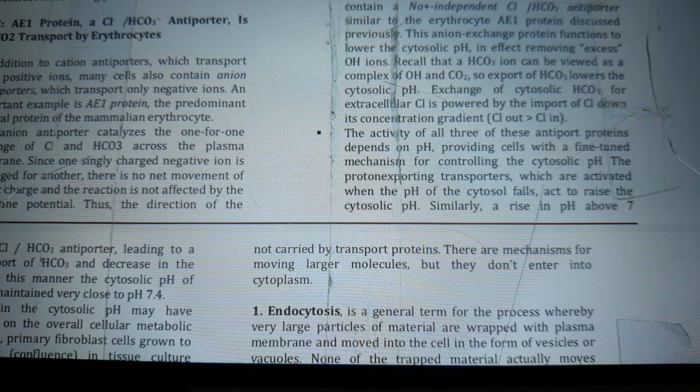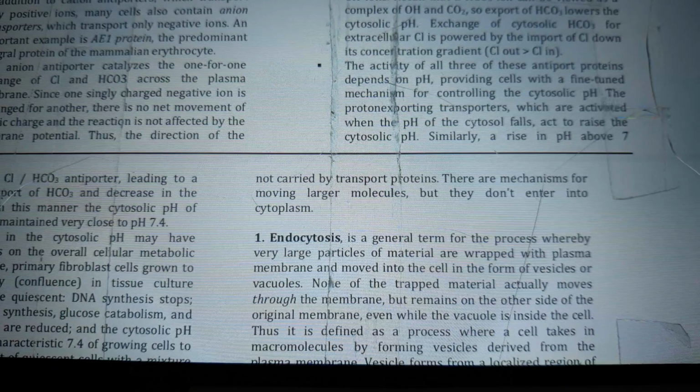This anion exchange protein functions to lower the cytosolic pH, in effect removing excess OH ions. Recall that a bicarbonate ion can be viewed as a complex of OH and carbon dioxide, so export of HCO3 lowers the cytosolic pH. Exchange of cytosolic bicarbonate for extracellular chloride is powered by the import of chloride down the concentration gradient: Cl out is greater than Cl in.